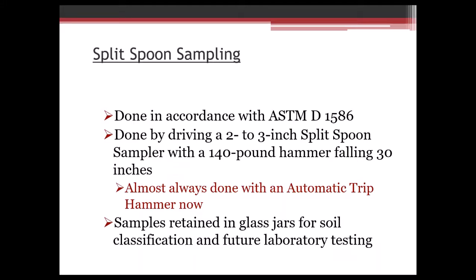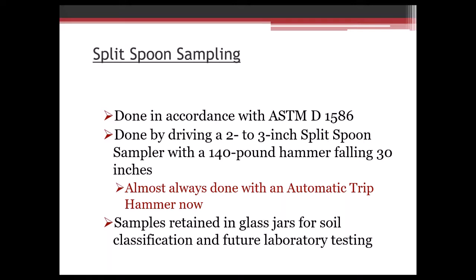So one of the primary methods we use for sampling, whether we're using the hollow stem augers or the flush joint casing, is to do a split spoon sample. Split spoon sampler is done in accordance with ASTM 1586. And what we're doing when we do a split spoon sample is you're driving the split spoon sampler into the ground using a 140-pound hammer falling 30 inches. That is a standard weight and fall so that we have the standard energy that is provided to that spoon with each blow.